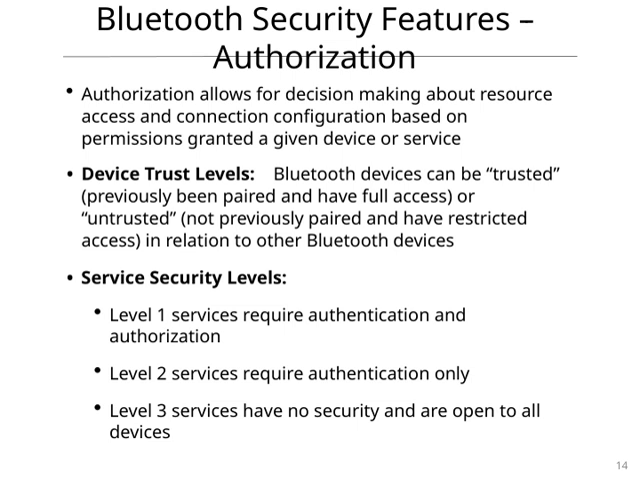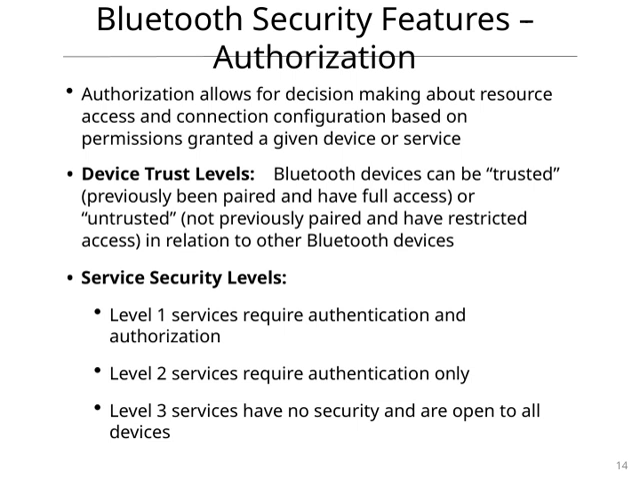Now, when we look at device trust levels, Bluetooth devices can be categorized as either trusted or untrusted. Trusted devices are ones you've previously paired with and that have full access to the system. Untrusted devices, on the other hand, haven't been paired before and typically have limited or restricted access. This distinction helps us control who can connect and what they can do.